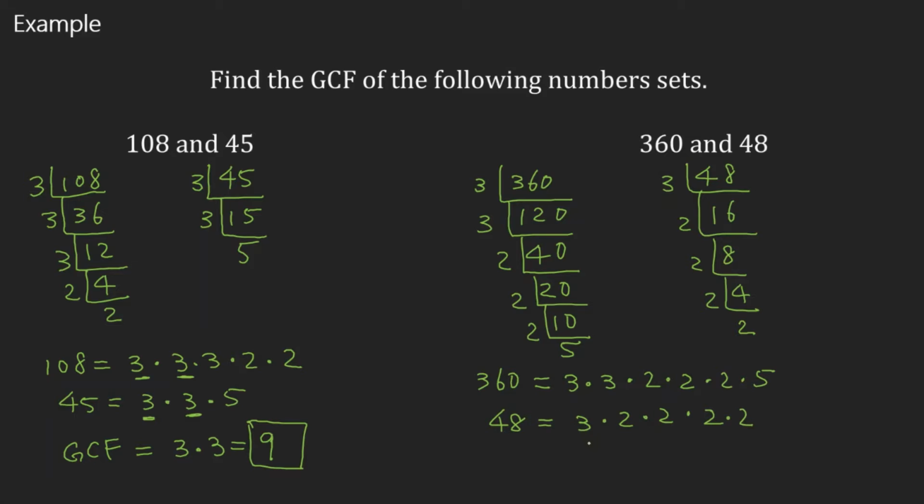Now let's find the common factors in both numbers. We have a 3 here. We have a 2 that's common to both, another 2 that's common to both, and one more 2 that's common to both. And that's it. So the greatest common factor for these two numbers is 3 times 2 times 2 times 2, and that equals 24. Let's again check our answer. Is 24 a factor of 48? Yes, it is. 2 times 24 is equal to 48. Is 24 a factor of 360? Yes, it is. 24 times 15 equals 360. So that's how you find greatest common factors for a set of integers.